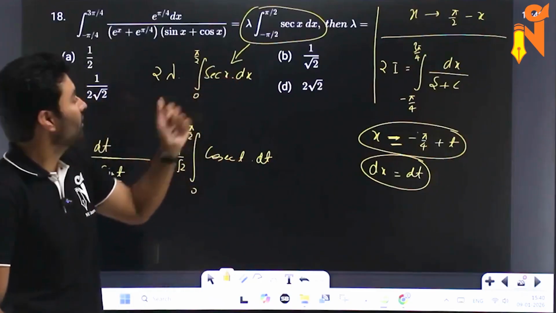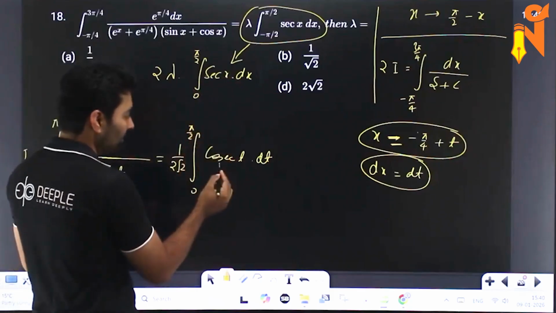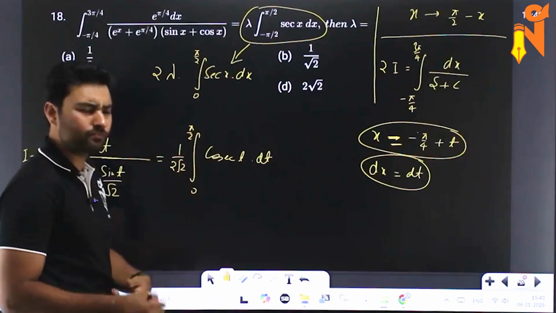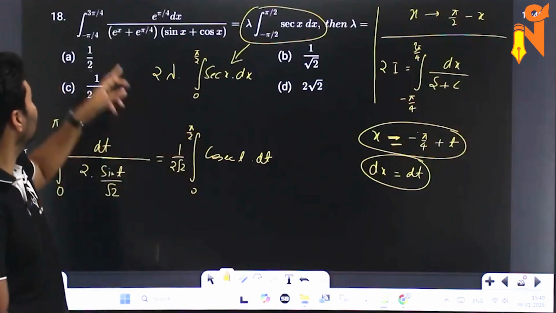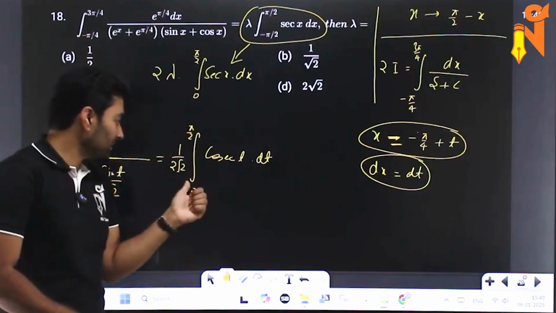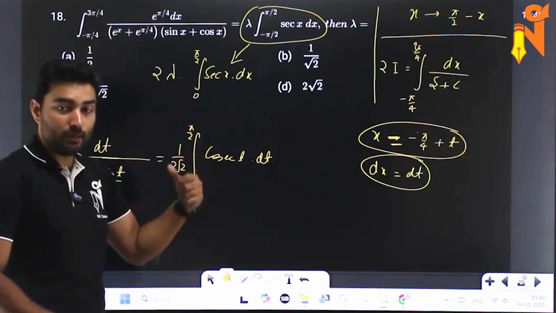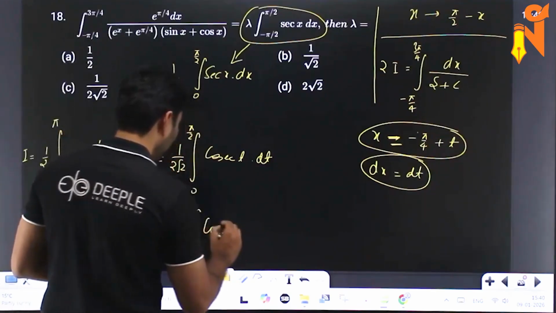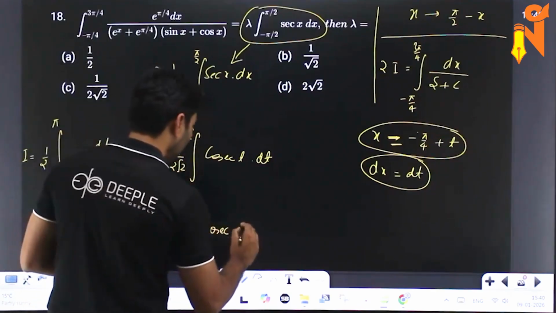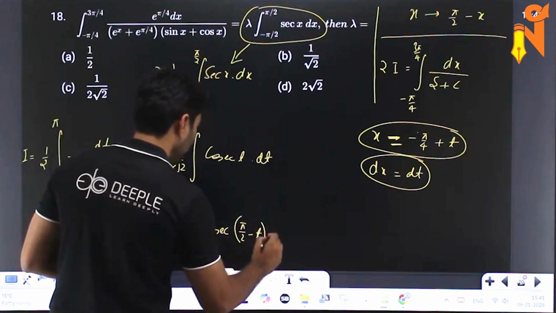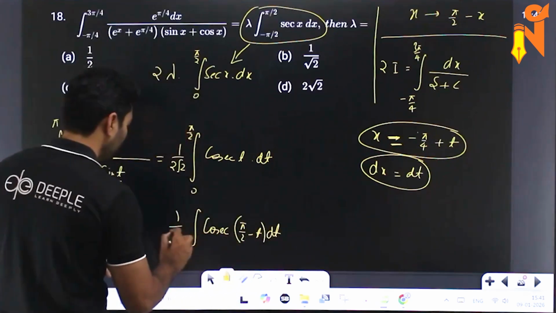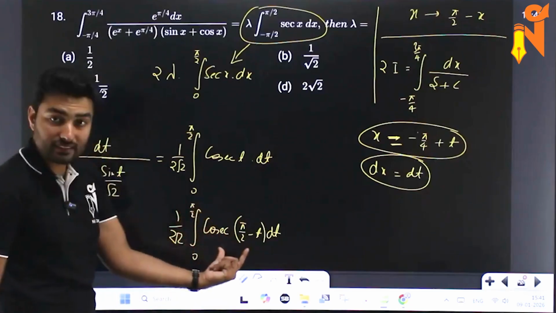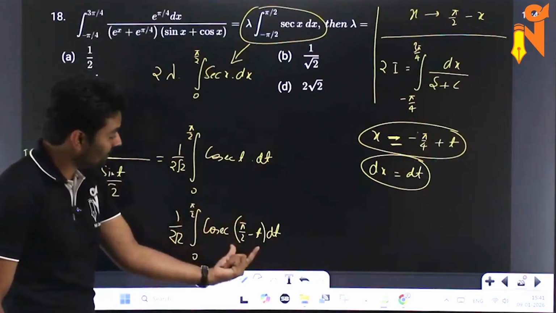Yes. How? Obviously, can I write cosec t as cosec (pi by 2 minus t)? Why? It's a property which I used in the starting. The property is, for a to b, a plus b minus x. So cosec (a plus b minus t), so cosec (pi by 2 minus t) dt. And here 1 by 2 root 2, limit 0 to pi by 2. What is this? Sec t. So now this is exactly the same.